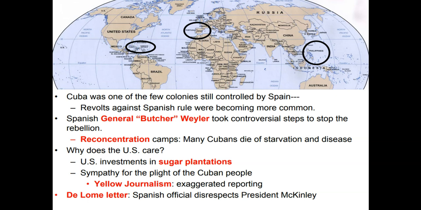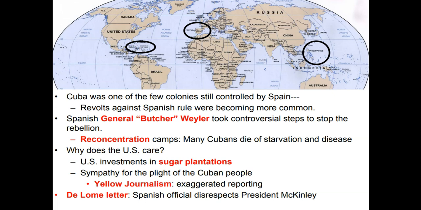Now moving to Cuba. Cuba was one of the few colonies that was still controlled by Spain. Revolts against Spanish rule were becoming very common in Cuba. Now, the Spanish general created a big conflict by acting in a very bad way. The Spanish general took controversial steps to stop some of the rebellions that were taking place in Cuba, and he basically put people in concentration camps. Many Cubans died of starvation and diseases, and people were unhappy in Cuba.